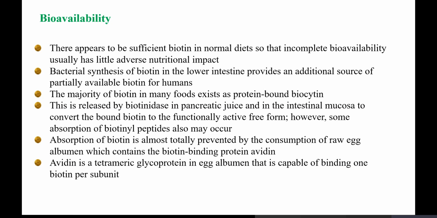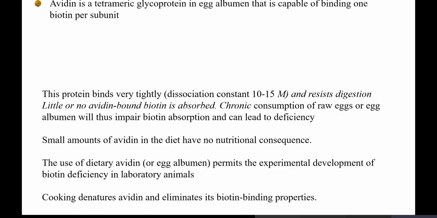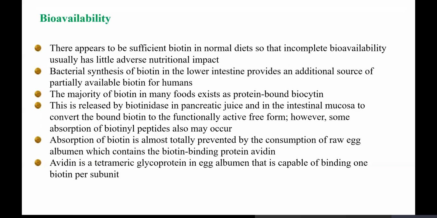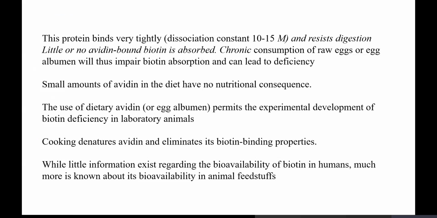Some absorption of biotinyl peptides also may occur. But absorption of biotin is totally prevented if you consume raw egg, because of the biotin binding protein called avidin. This avidin is a tetrameric glycoprotein present in egg albumin, and it has an ability to bind one biotin per unit. So you can imagine, this protein binds very tightly and resists digestion, so little or no avidin-bound biotin is absorbed in the body.